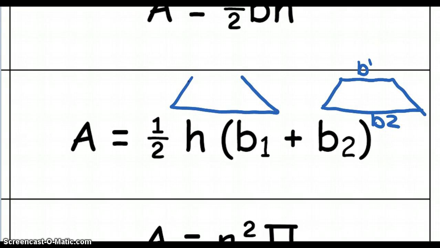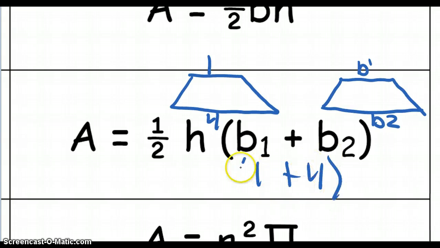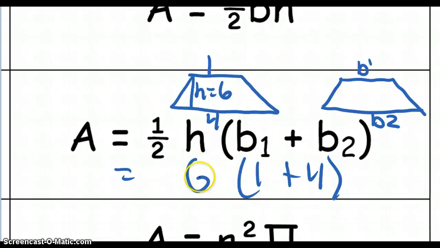If the base 1 is 1, and the base 2 is 4, substituting it would be 1 plus 4 in parentheses. Then you take 1/2 of the height, or you can just divide by 2 when you're all done. The height of this is right here. Let's make the height 6.